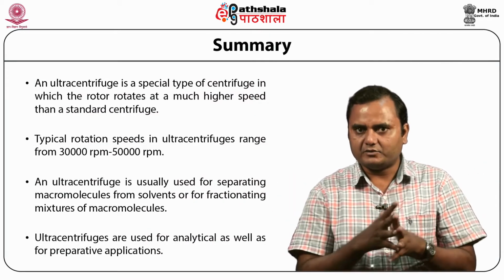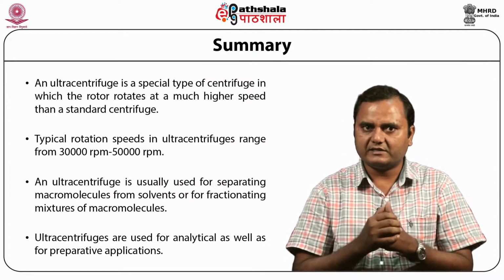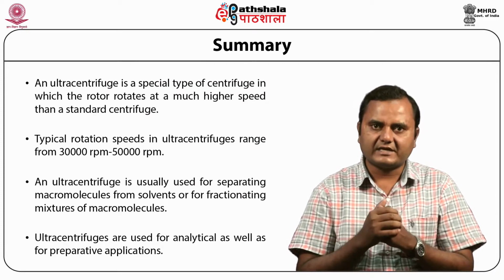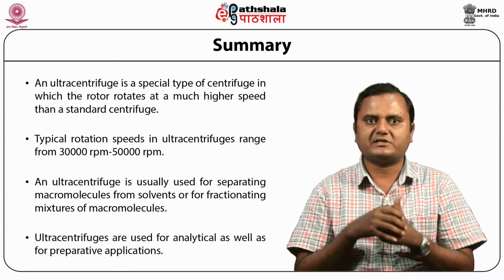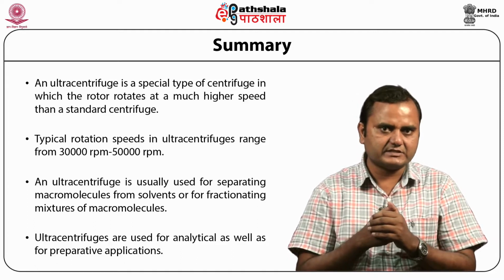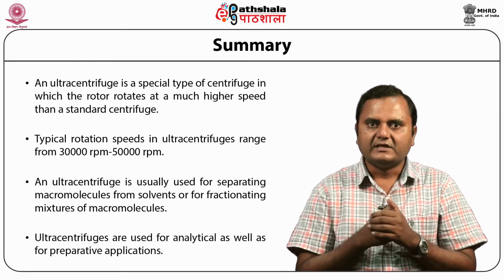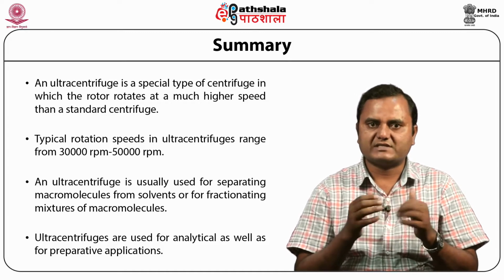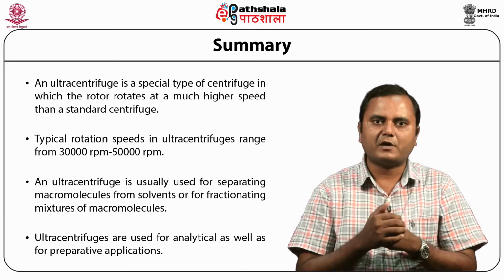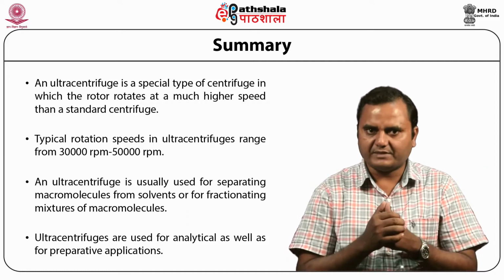So I hope that you got a detailed idea about the centrifugation technique. In summary, the ultracentrifuge is a special type of centrifuge which rotates at a much higher speed than the standard centrifuge, and the typical rotation speed in this centrifuge ranges from 30,000 to 50,000 rpm. An ultracentrifuge is usually used for separating macromolecules from solvent or for fractionating a mixture of molecules, and it is used for both analytical and preparative purposes.